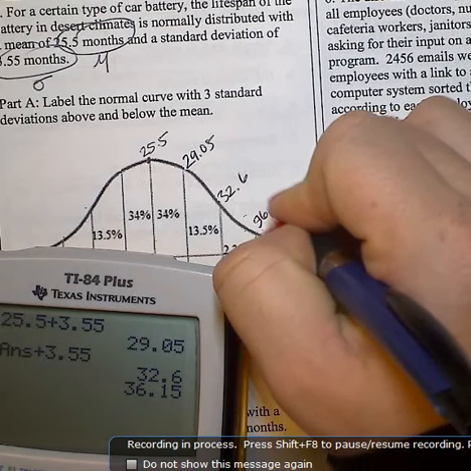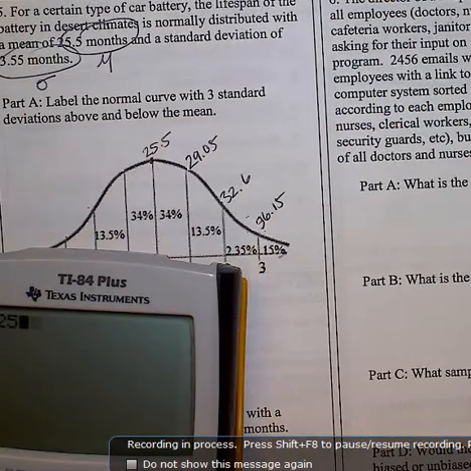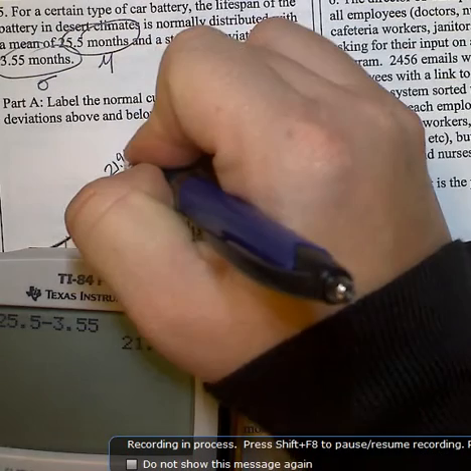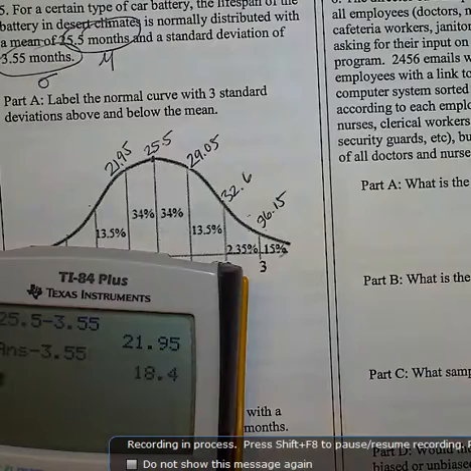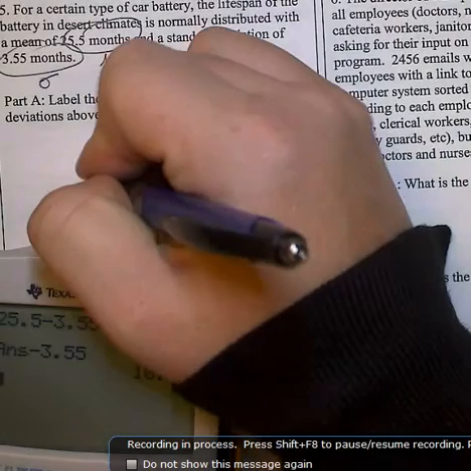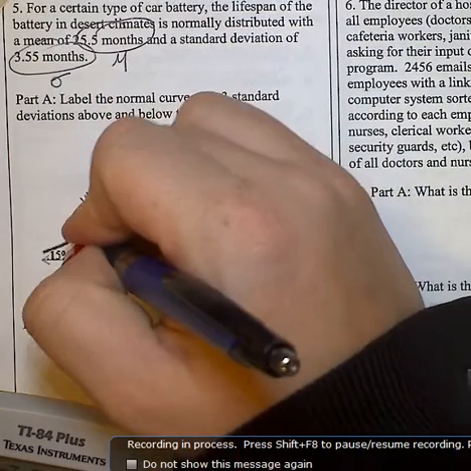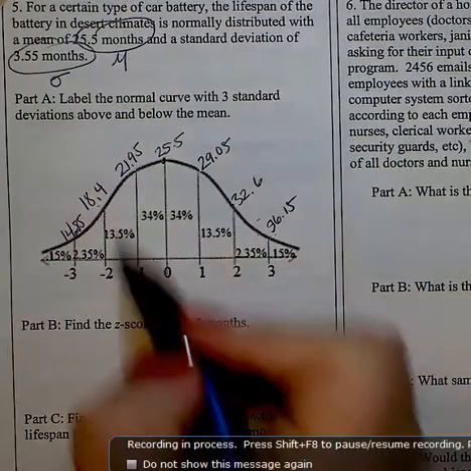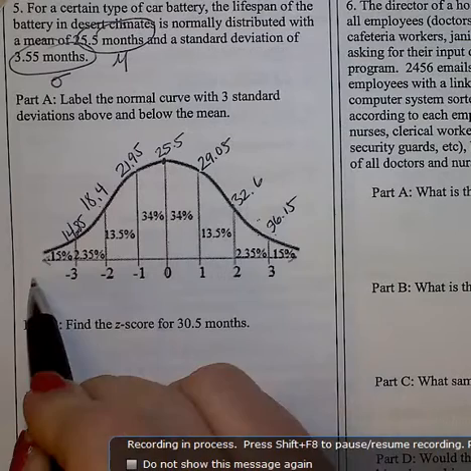36.15. Now to go in the opposite direction, take the average or mu of 25.5 and subtract the standard deviation. So 21.95, 18.4, and 14.85. Okay, so I've labeled 3 above and 3 below the mean.